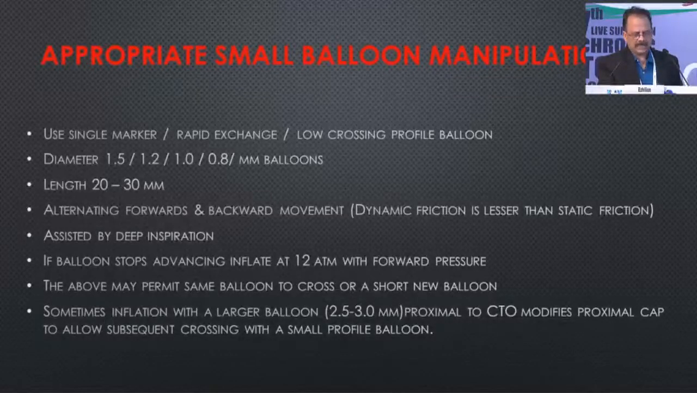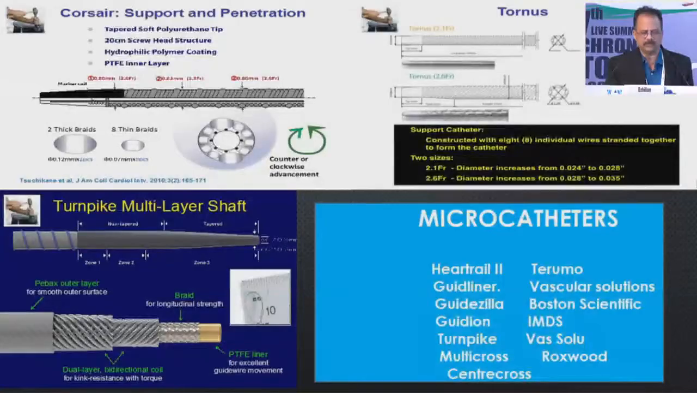Sometimes inflation with a larger balloon, 2.5 to 3 mm, proximal to the CTO modifies the proximal cap to allow subsequent crossing with a small profile balloon. Most of the time, 30 to 40% of the time, one is able to cross an uncrossable balloon with appropriate balloon manipulation.